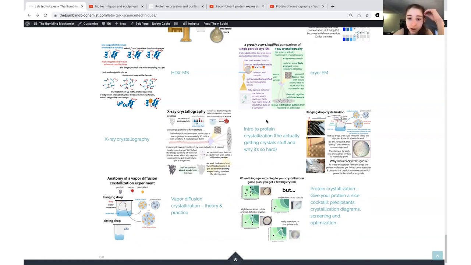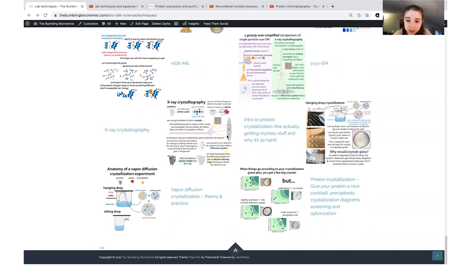So cryo-EM, it's getting better and better, based on a lot of advances in the technology, the detectors, that sort of thing. It's still best for bigger things. It's better at bigger things than smaller things. The benefit is you don't have to get them to crystallize. So getting proteins to crystallize can be really hard.